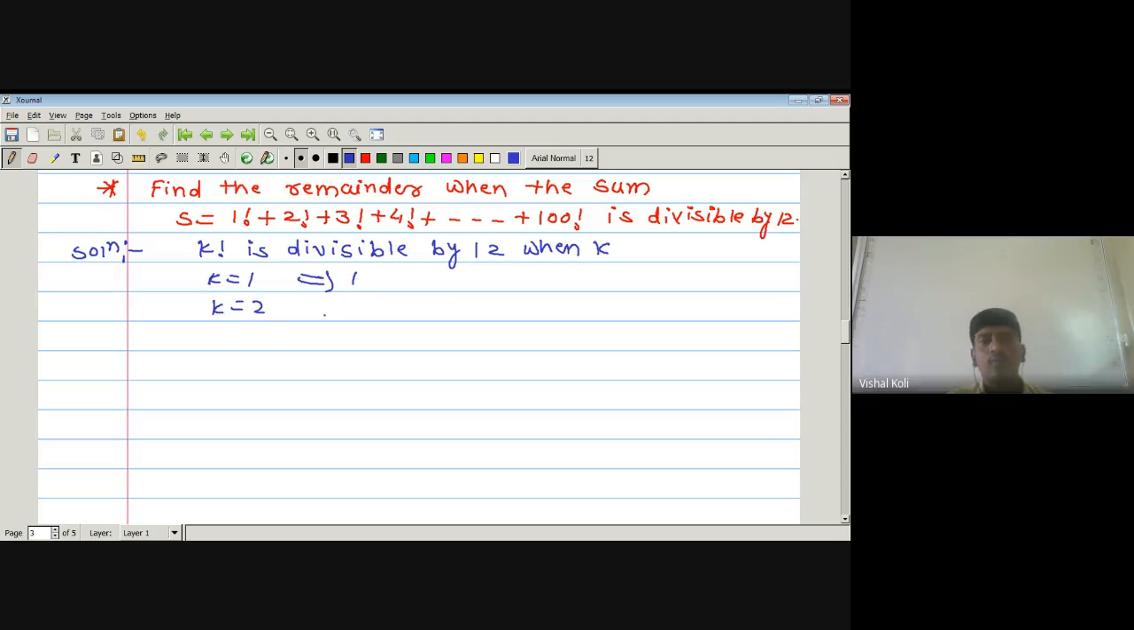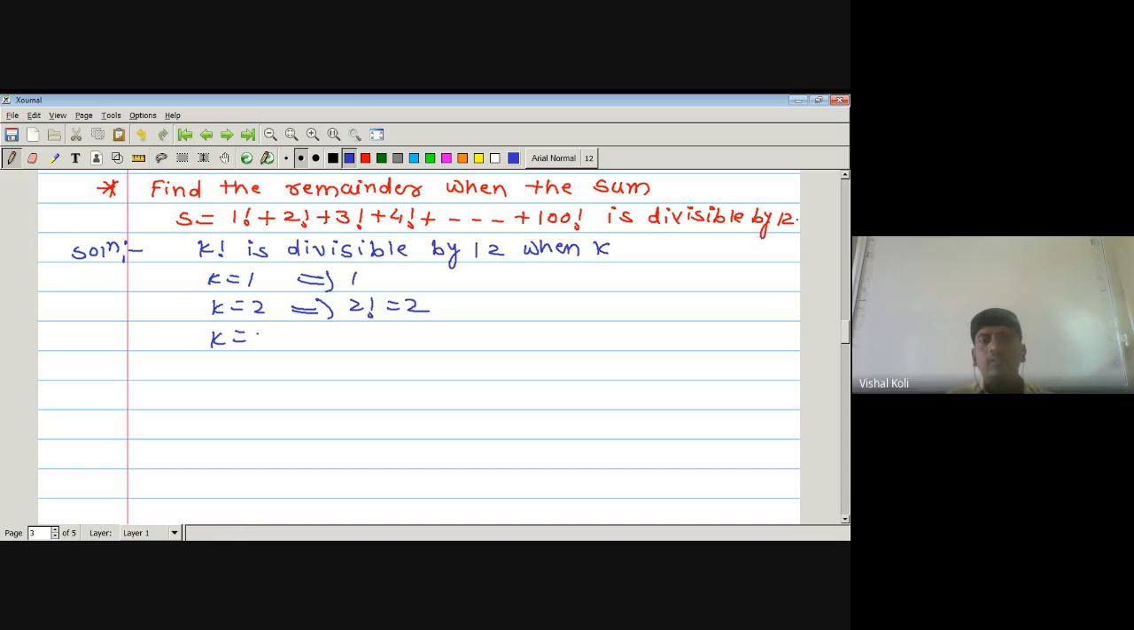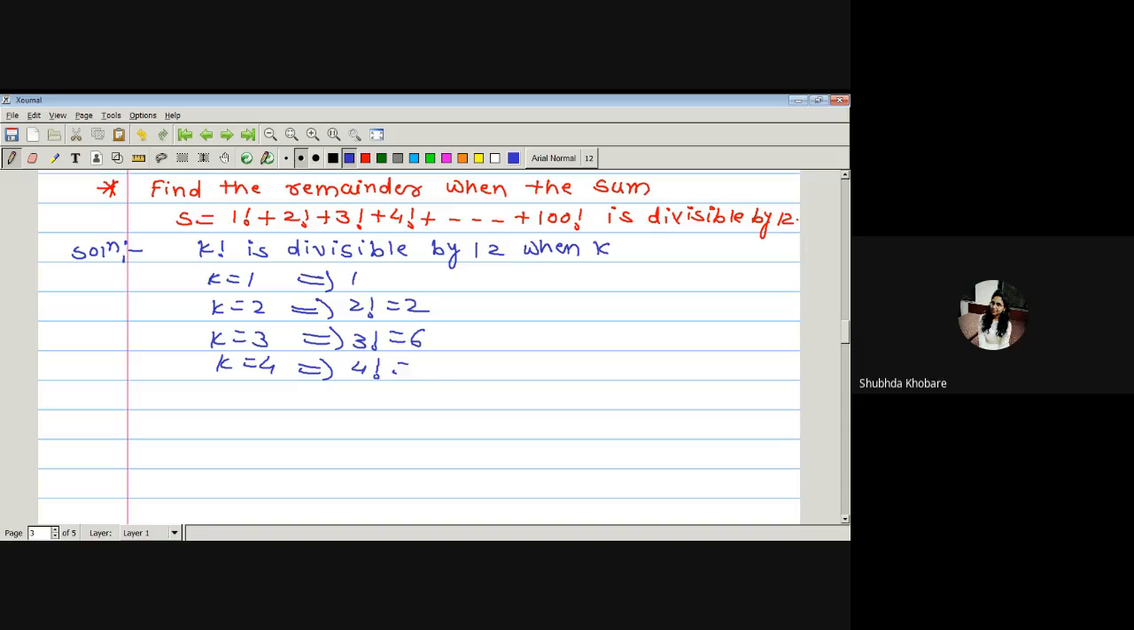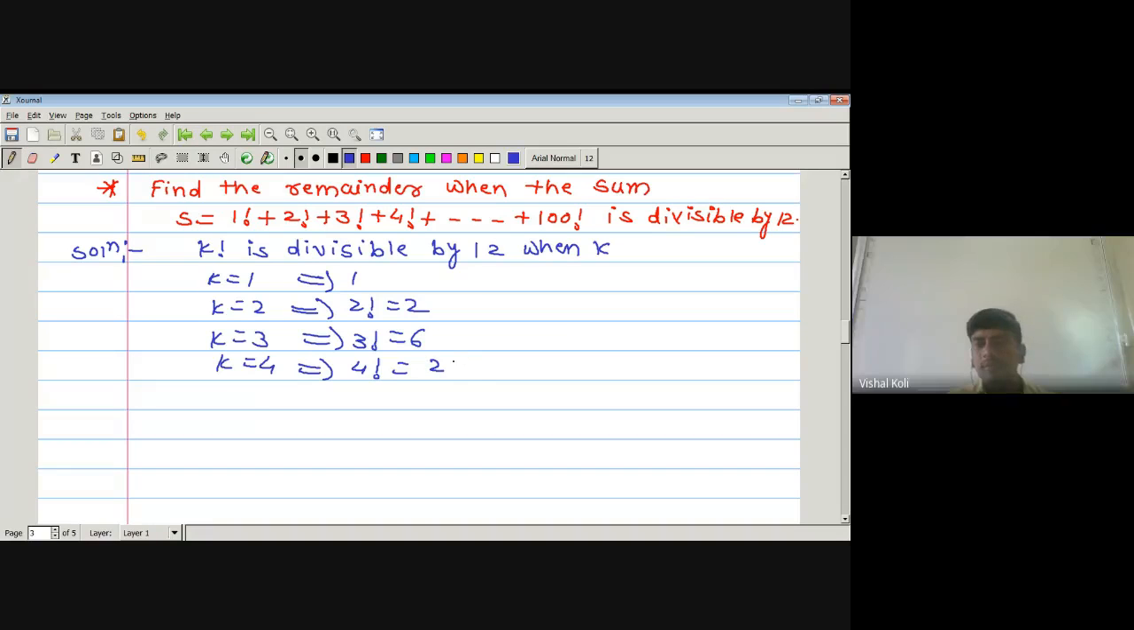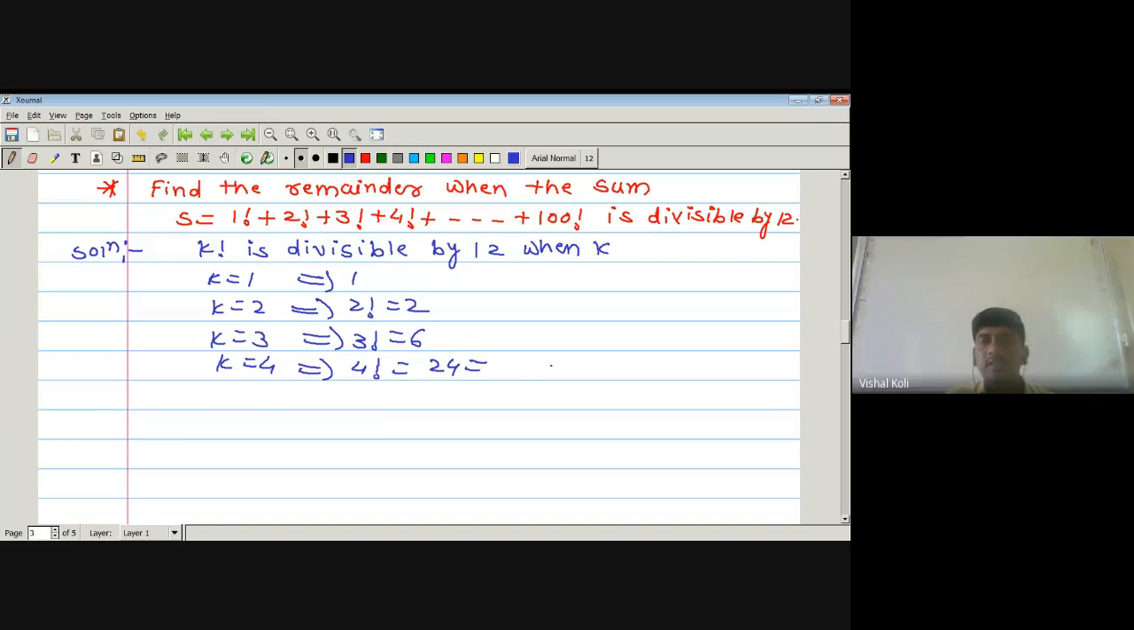If k equal to 2, 2 factorial is 2. Is 2 divisible by 12? No, sir. For k equal to 3, 3 factorial is 6. Again 6 is not divisible by 12. For k equal to 4, 4 factorial is 24. Is 24 divisible by 12? Yes, sir. Since in this term, the term 2 into 3 into 4, that is 3 into 4, is present, therefore this term is divisible by 12.